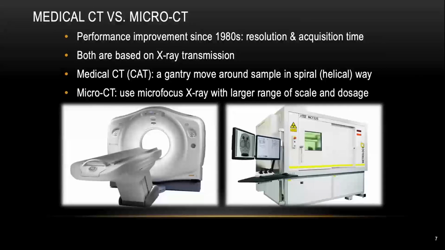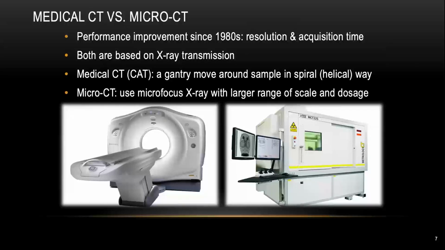Right now, there are two main flavors of CT machine you can find in the world. The first one is called medical CT, which some people call a CAT scan, and the other one is microCT. That's the topic we are going to discuss today. Starting in 1980, a lot of performance improvements were made to the CT machine, mostly improving the resolution and reducing the acquisition time.